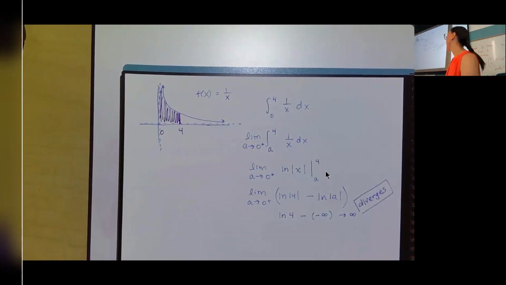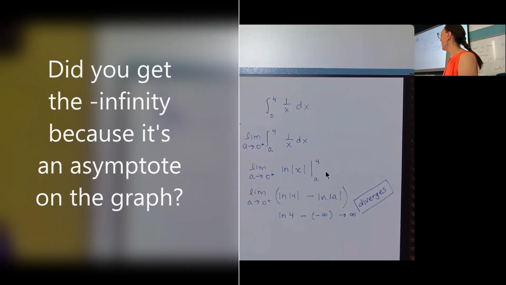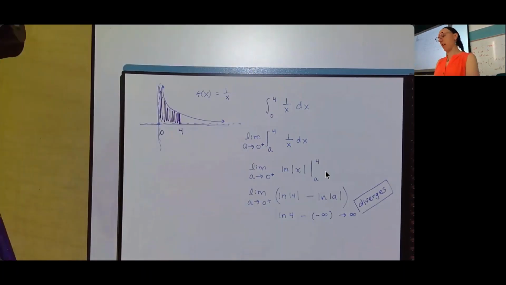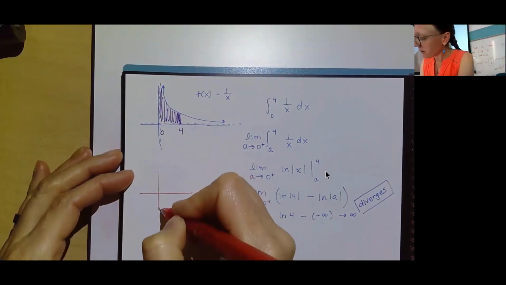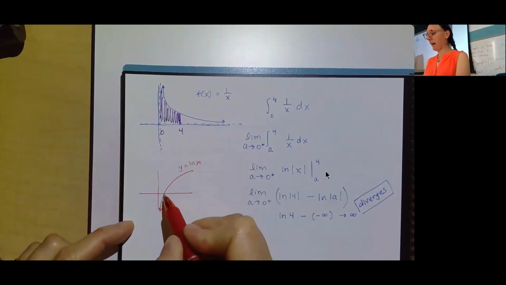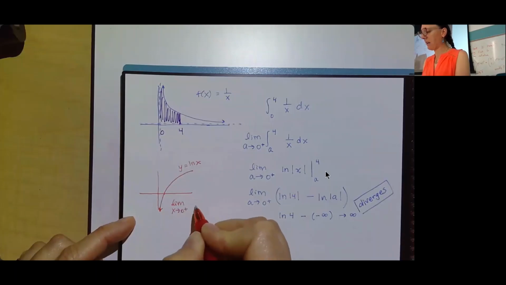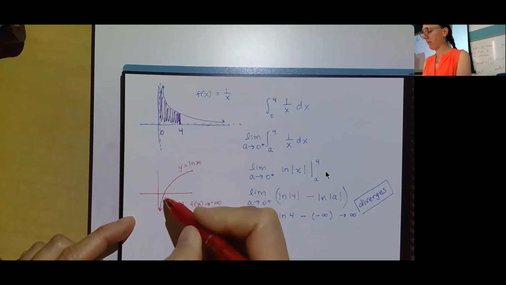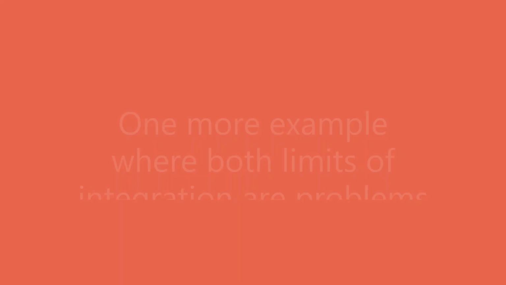So you know the limit goes to negative infinity for ln of 0 because of the graph. Well, not this graph, but because of a graph of natural log of x. Here's y equals ln of x. So as x approaches 0 from the right, that function is going to negative infinity, because the answer to a limit problem is where the y value is headed.